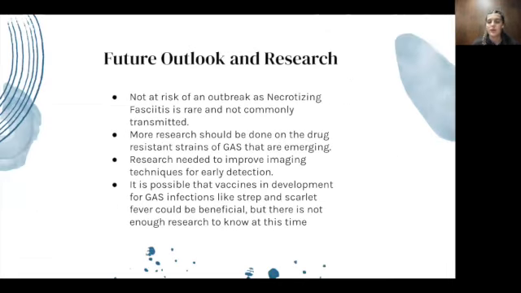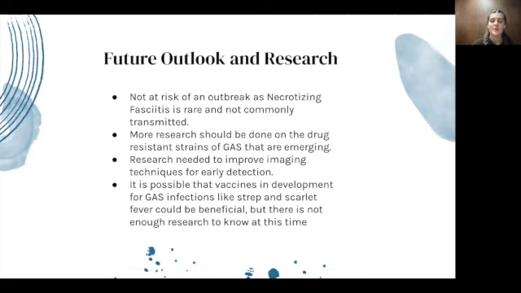So for future outlook and future research on necrotizing fasciitis, we're not really at risk of an outbreak as necrotizing fasciitis is pretty rare and it's not commonly transmitted at a high level or even at a medium level. More research should be done though on the drug-resistant strains of group A Streptococcus that we have seen emerging. And research also needs to improve in the imaging techniques for early detection of necrotizing fasciitis.